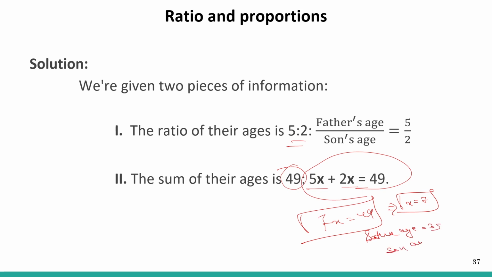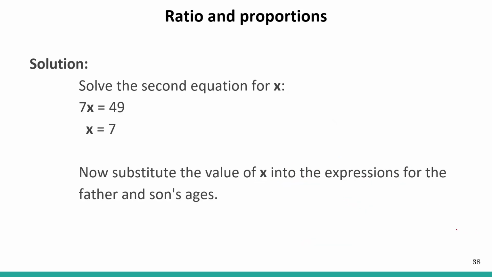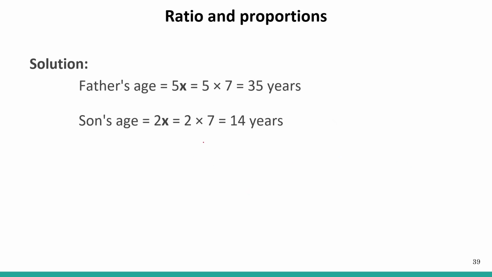Son's age is equal to 7 into 2, which is equal to 14. So the son is a mere teen with 14 years of age. Solving it, what we are left with is a 14-year-old son with a 35-year-old father. These are the final and correct solution.